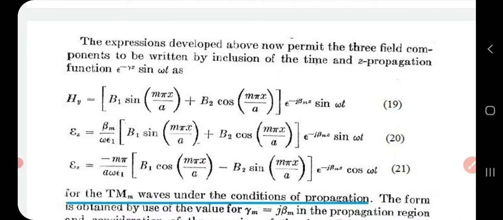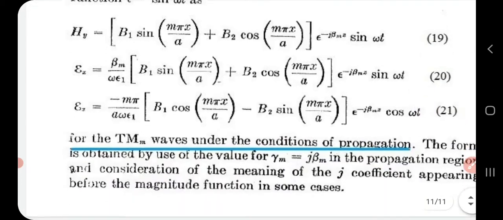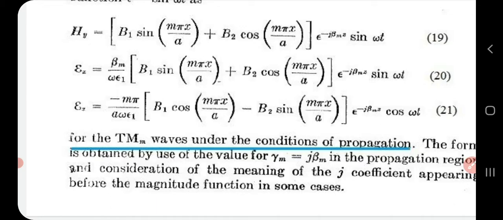So the three field components can be written by including the time and z propagation, and those three field components, that is Hy, Ez and Ex, are given by equations 19, 20 and 21. These are the three expressions or the equations for TM waves that we have considered.